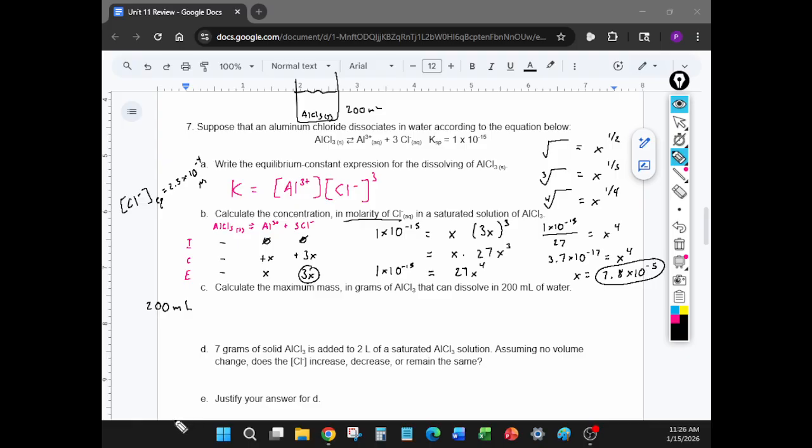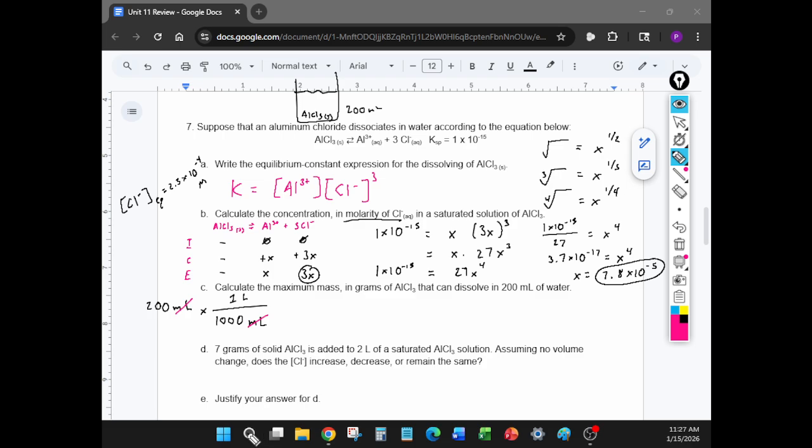First thing that you want to do is convert it to liters, because if you look at all the concentration stuff, it's all molarity, right? Molarity is moles over liters. So we're going to convert this to liters. You can divide by 1,000, but I'm going to set up the ratio right here just so you have it. But if you want to start the calculation with 0.2 liters, that's fine as well. If we do that, we get rid of milliliters.